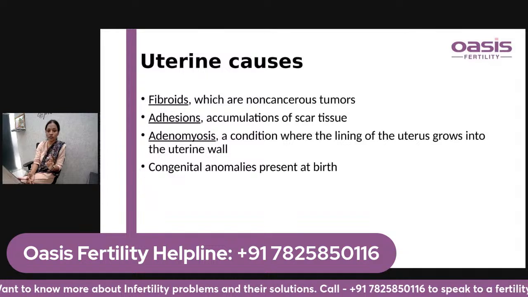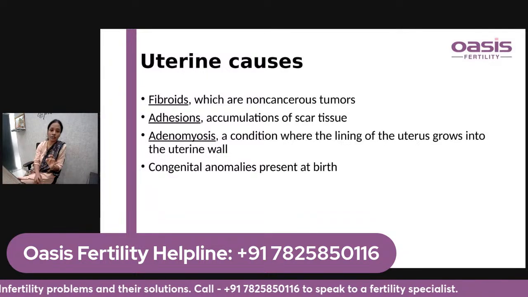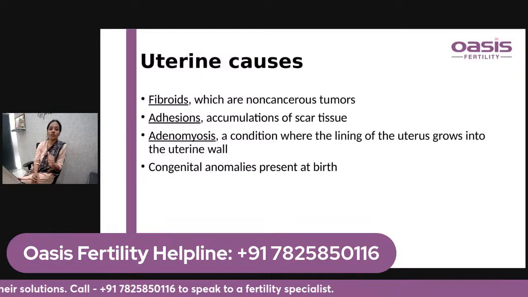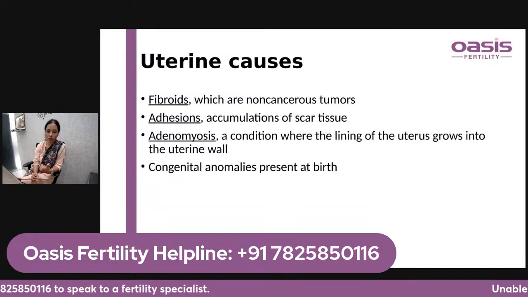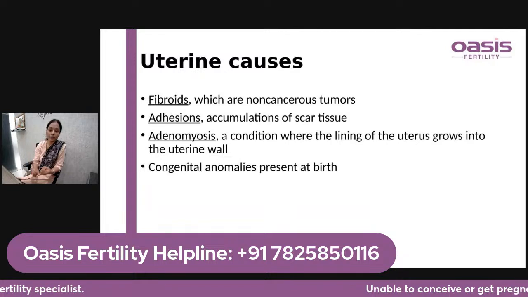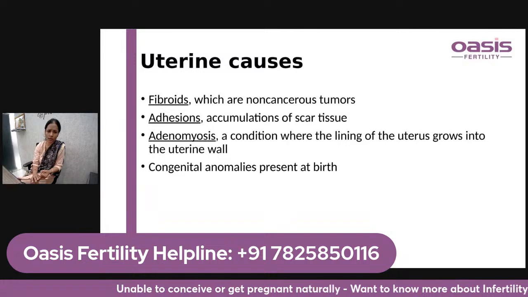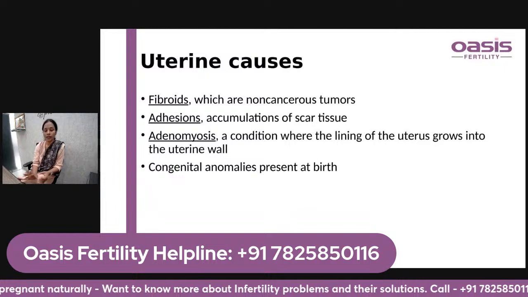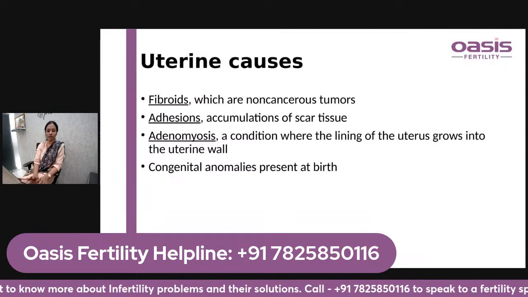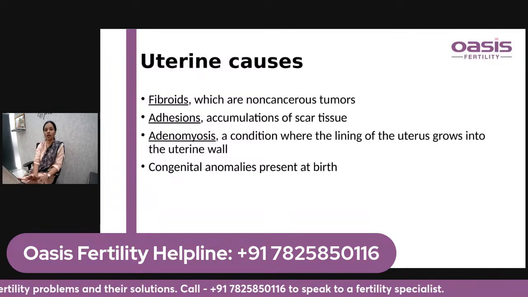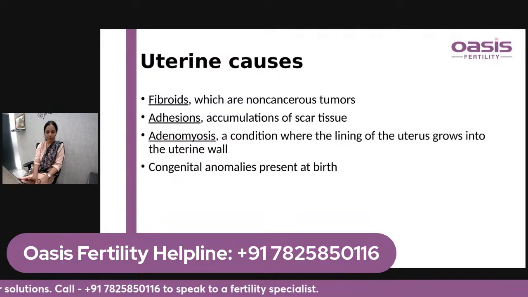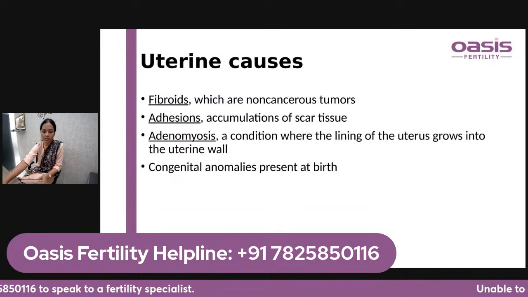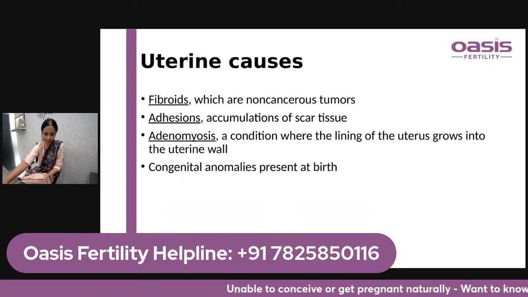So fibroids, adenomyosis, adhesions inside the cavity of the uterus, polyps, or sometimes the uterus itself can have congenital anomalies, such as a septum inside the uterus known as a septate uterus, or a double uterus known as a bicornuate uterus. These are some of the common uterine anomalies that can cause fertility issues. Hence, having a baseline transvaginal ultrasound is an important investigation to rule out all these uterine problems that can cause secondary infertility. So these are some of the major causes in a female who is having secondary infertility.